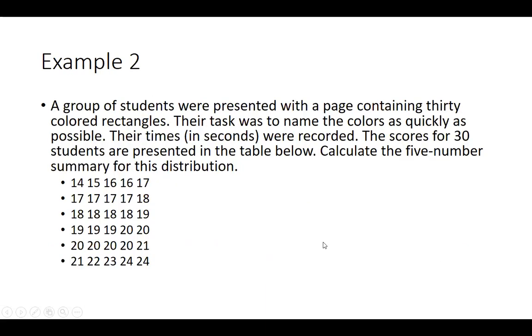Let's take a look at example 2 here. A group of students were presented with a page containing 30 colored rectangles. Their task was to name the colors as quickly as possible. Their times in seconds were recorded. The scores for 30 students are presented in the table below. Calculate the 5-number summary for this distribution.